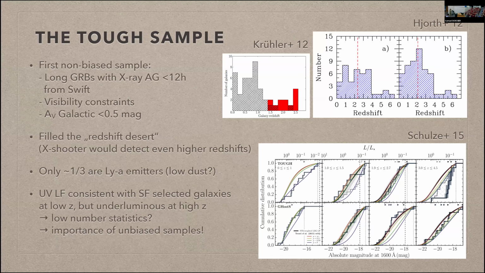Then we had some early larger samples. This was the first attempt at an unbiased sample, the TOUGH sample, that was done at Dark while I was doing my PhD.